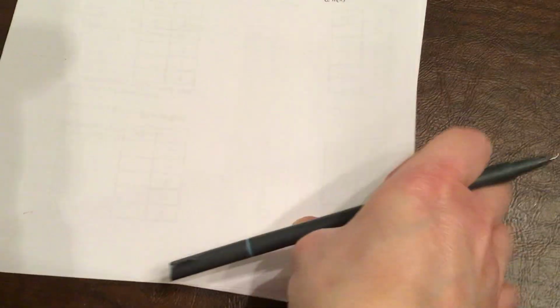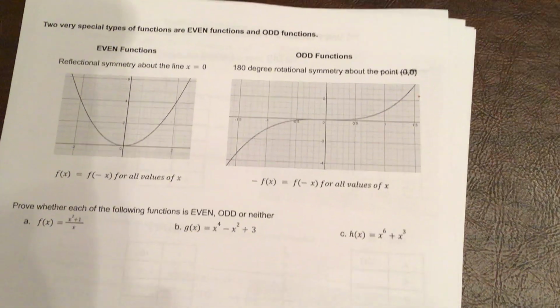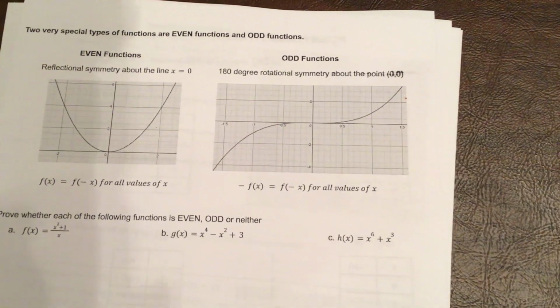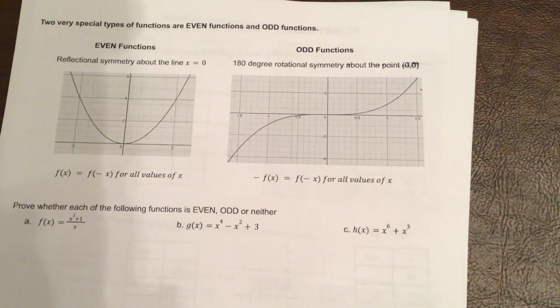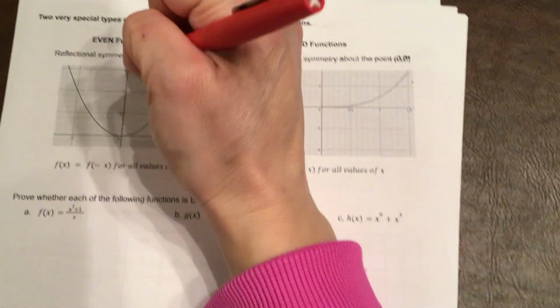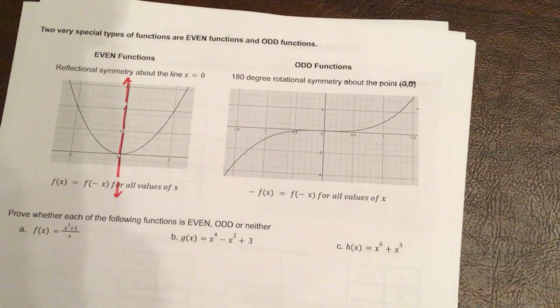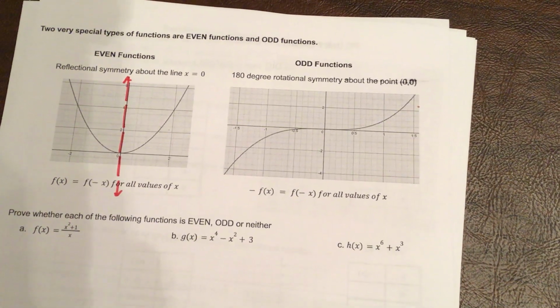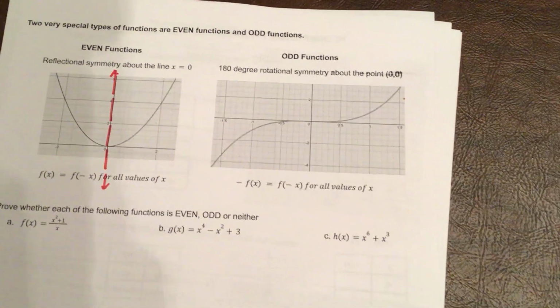All right, last thing we're going to talk about today is called even and odd functions. Even and odd functions talk about symmetry. So what we're going to do is prove even and odd functions. First, a function is considered even if it's reflective about the line x equals 0. Well, the line x equals 0 is better known as the y-axis. So if your function is reflective about the line x equals 0, then it's considered an even function.